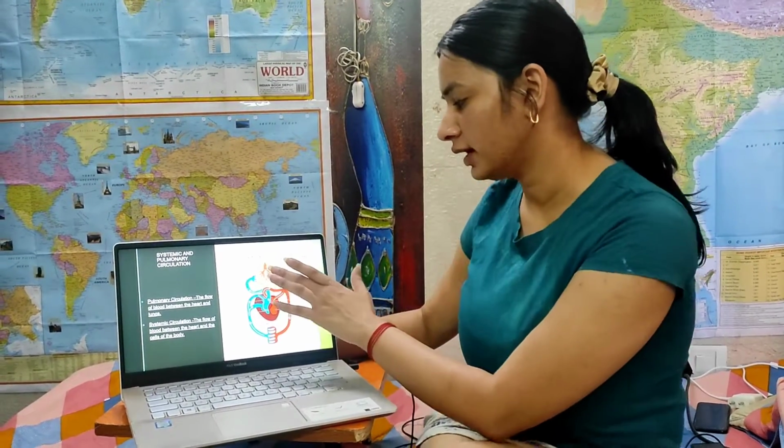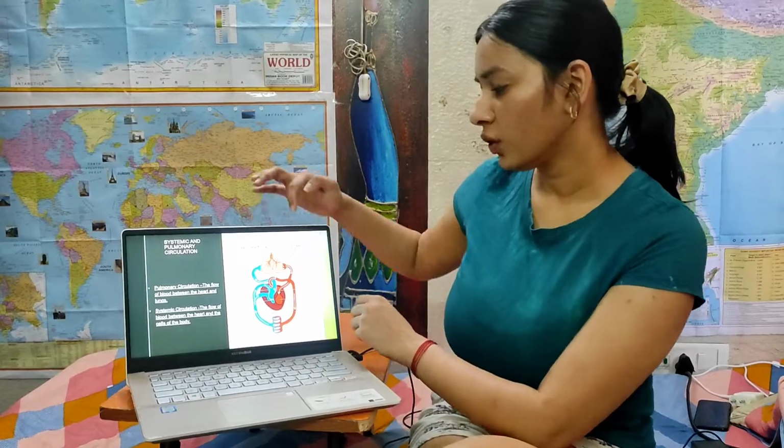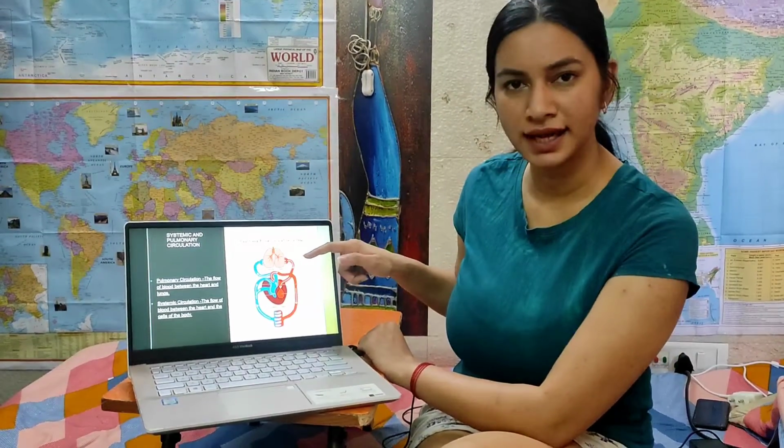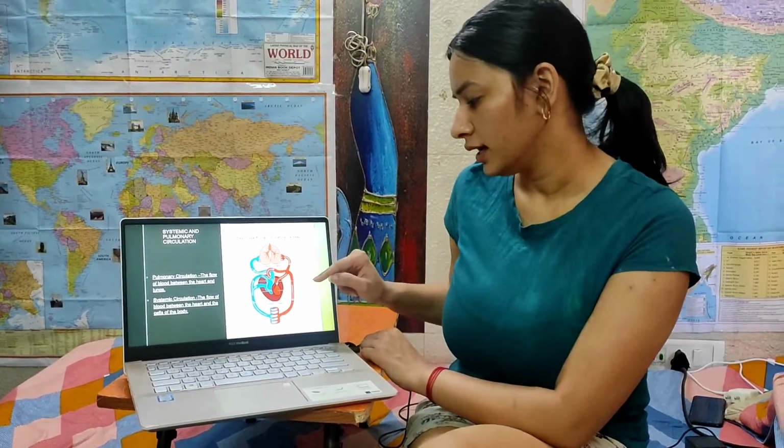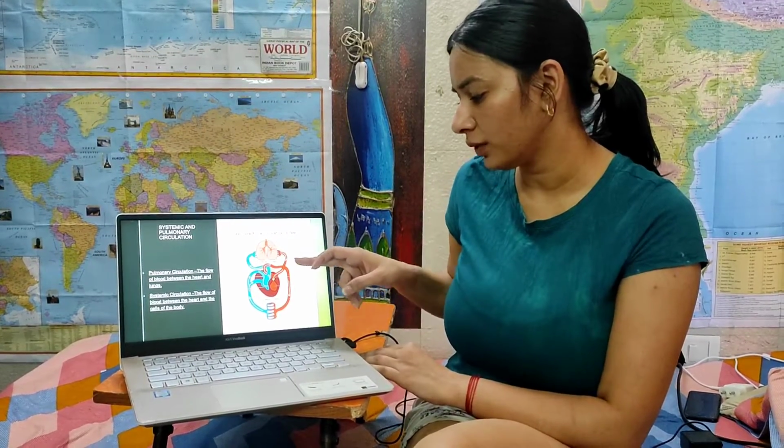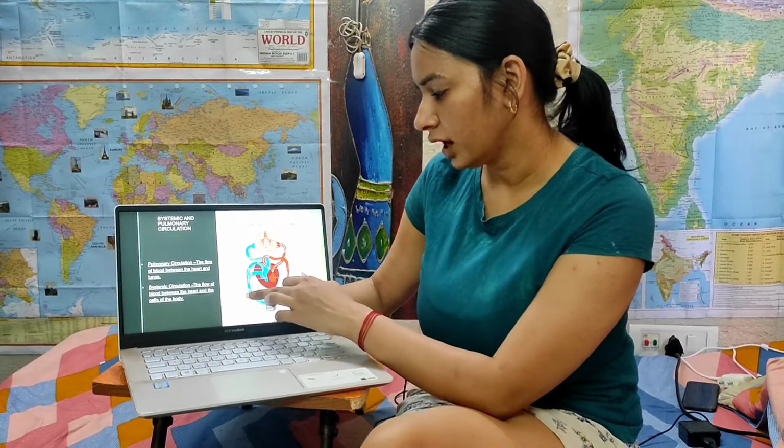Here we can see systemic circulation and pulmonary circulation in detail. As you can see, we have our lungs here. The oxygenated blood from the lungs is carried by the pulmonary vein to the left atrium, subsequently to the left ventricle, which is then carried away by the aorta to the capillaries, where the main gaseous exchange takes place. The deoxygenated blood from the capillaries is taken by the vena cava to the right atrium, then to the right ventricle, and back to the lungs by the pulmonary artery.